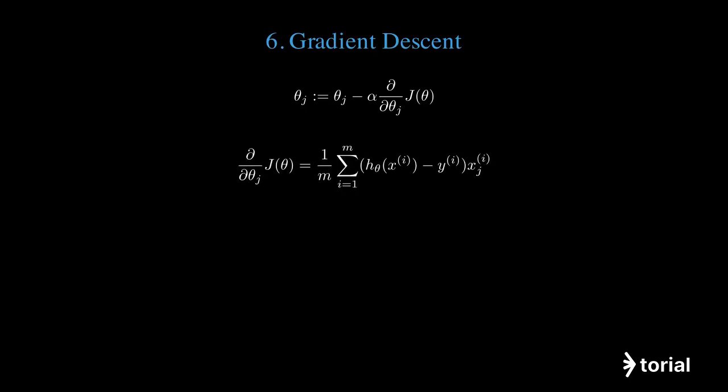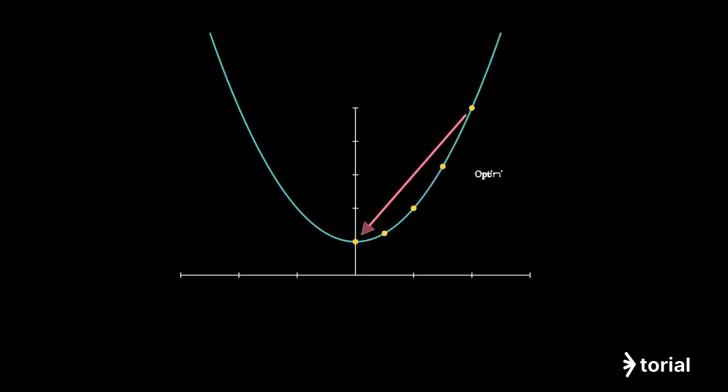We use gradient descent to minimize the cost function and find the optimal parameters. The gradient descent update rule is theta j gets theta j minus alpha times the partial derivative of the cost function. The gradient is computed as 1 over m times the sum of prediction errors multiplied by the feature values. Gradient descent iteratively updates parameters, moving down the cost function surface until reaching the minimum.